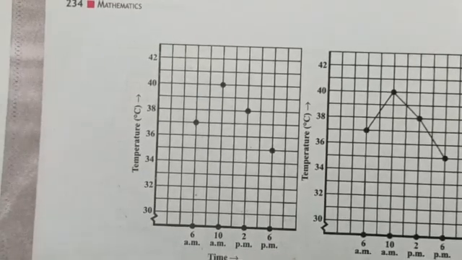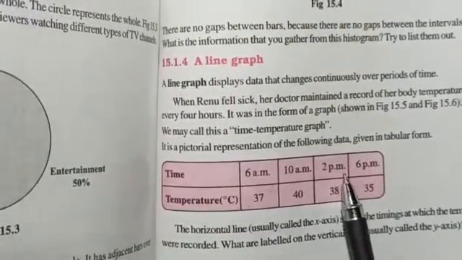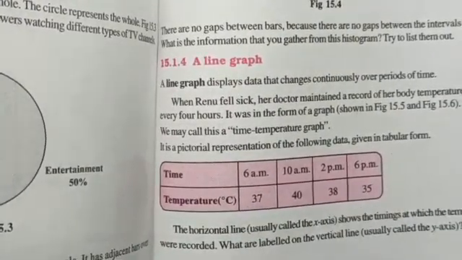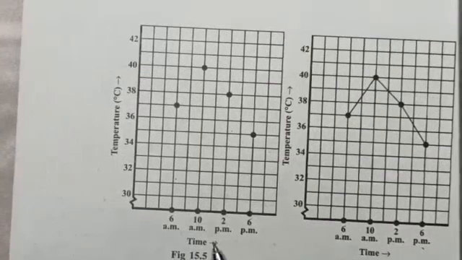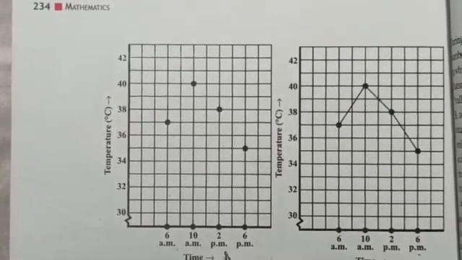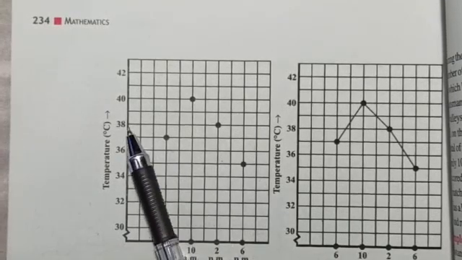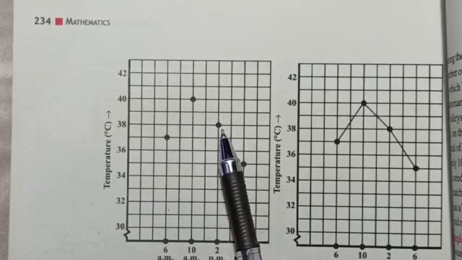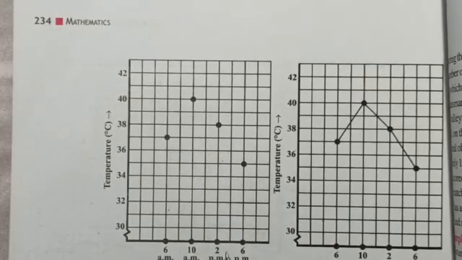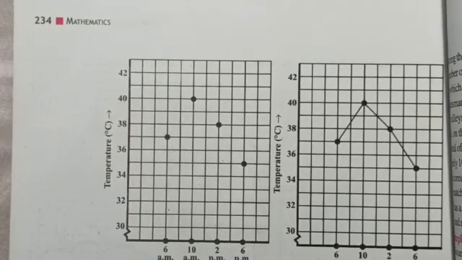And next, at 2 p.m. the temperature is 38 degrees Celsius. So again we can plot this on the graph paper. So here, this is 2 p.m. and here temperature is, this is the 38 mark, so 38 degrees Celsius. So this point represents that at 2 p.m. the temperature is 38 degrees Celsius, and this point represents at 6 p.m.